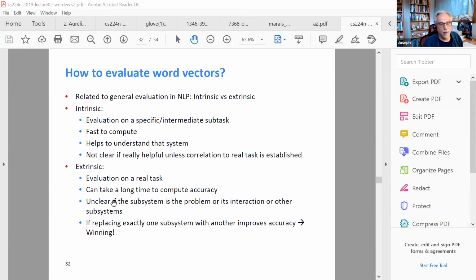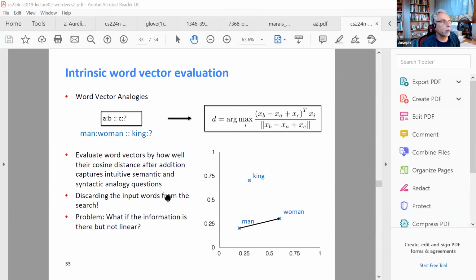So they have benchmarks for all these different kinds of things, and that's what they mean by the extrinsic measures, which are evaluation of your word embeddings on a real task. When you get to a real task, it takes a longer time, and so on. So this is that man-woman task that we talked about.